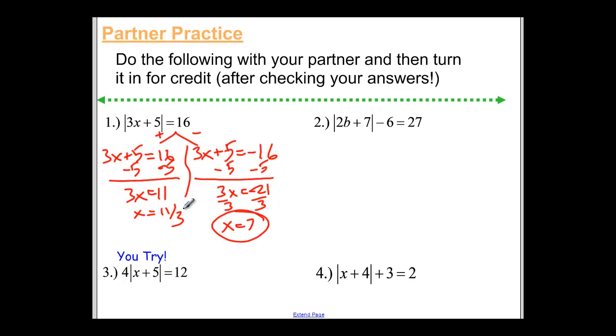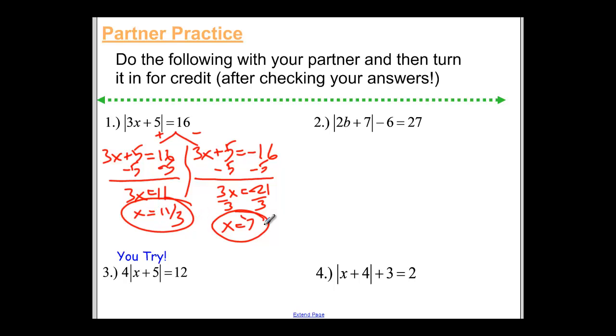So you have two answers. For instance, let's just pick one of them, negative 7. Plug it in. 3 times negative 7 is negative 21. So negative 21 plus 5 is negative 16. Absolute value of negative 16 is positive 16. So we have two answers, a positive one here and a negative one here.